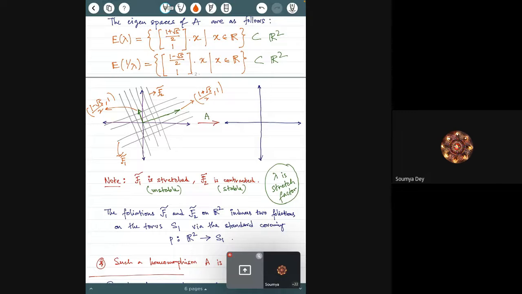Now if you apply this matrix A on R2 and see where these foliation leaves are going, you can see that the images are somewhat like this. And the other foliation will be something like this.